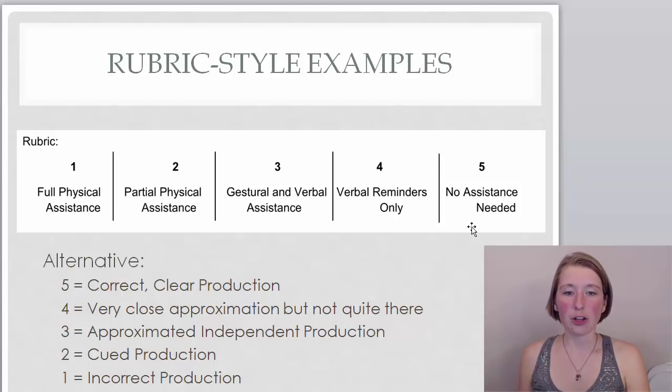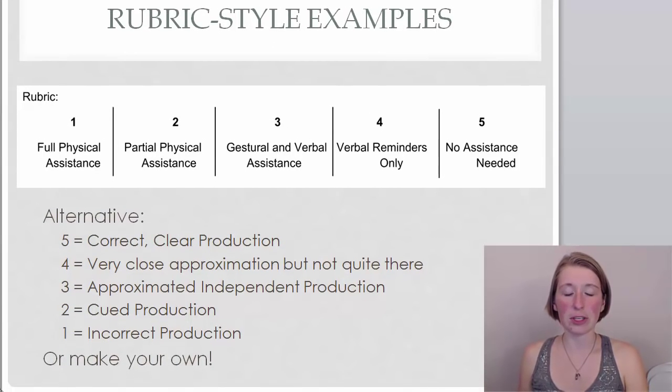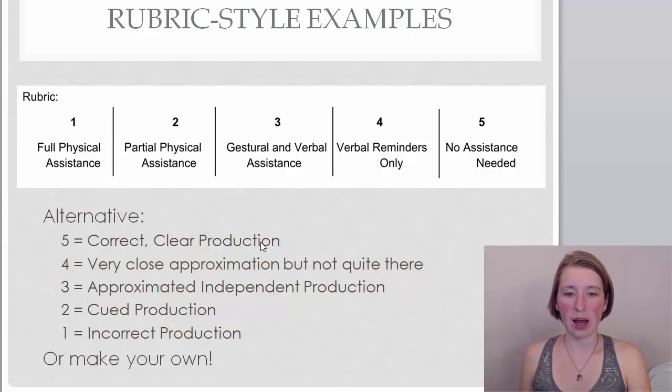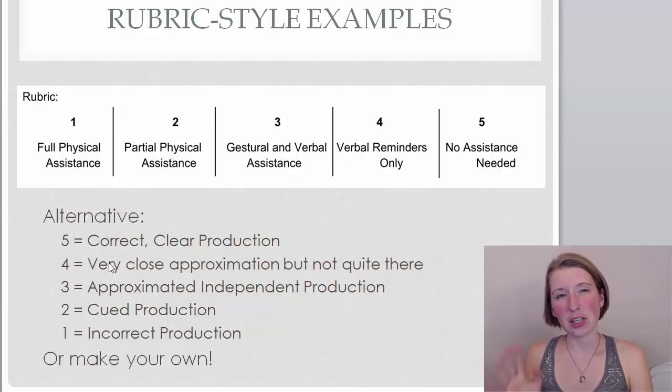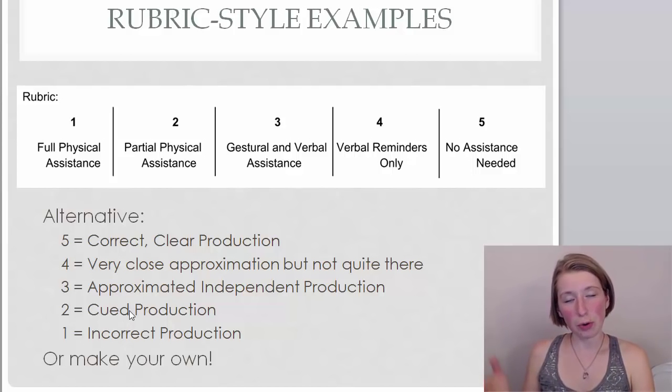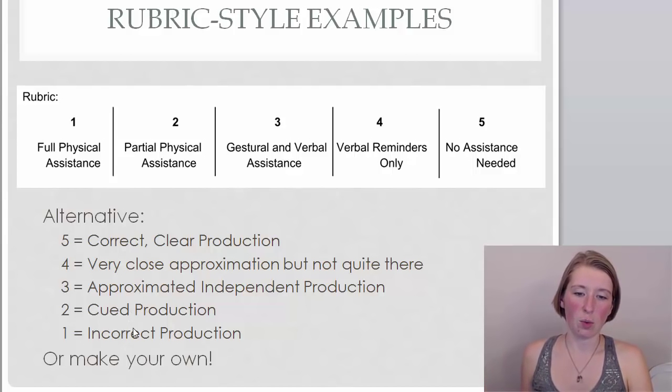Okay, an alternative would be, let's say you're working on speech sounds. So you could have a 1 through 5 of production of a speech sound in whatever context you're doing. So a 1 would be they got it wrong. A 5 would be they got it correct and it was clear. A 4 would be that it was really close, but just not quite there, a really close approximation. A 3 would be that they approximated it, not super close, but it was approximated. A 2 would be a cued production, so you had to help them get the placement and then they were able to do it. And again, 1 would be incorrect.